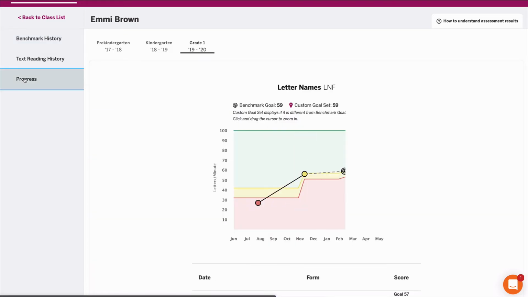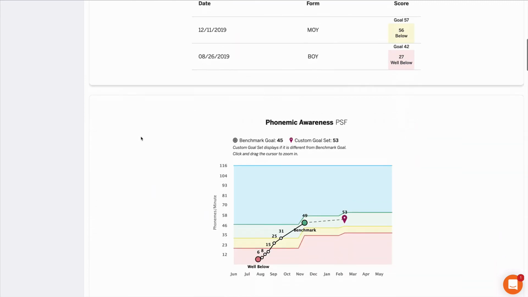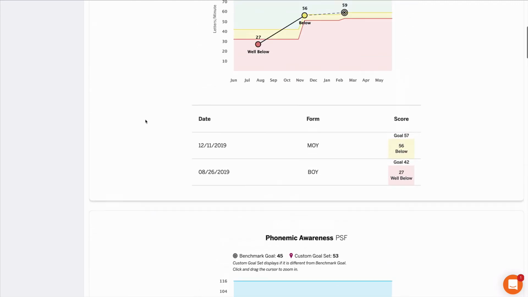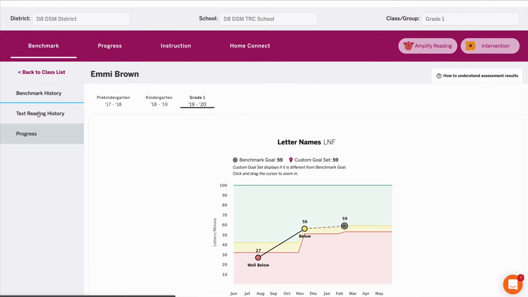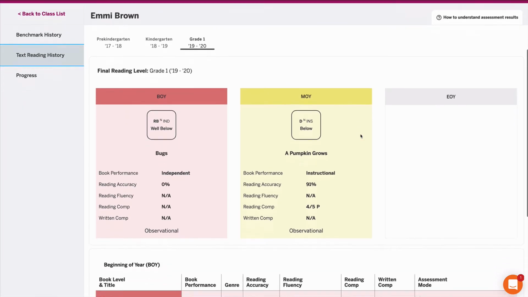All the progress monitoring measures for Emmy are available in her historical data as well. And for her text reading comprehension probe, we would be able to see that complete history over here as well.